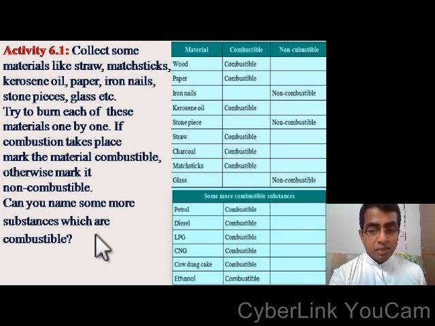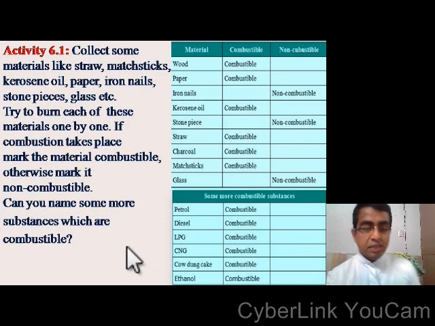Let's take some more substances which are combustible. Petrol is combustible, diesel, LPG, CNG, cow dung cake, ethanol. These are combustible substances.